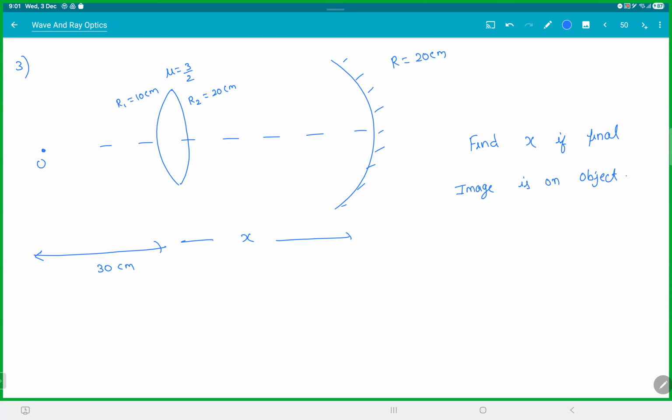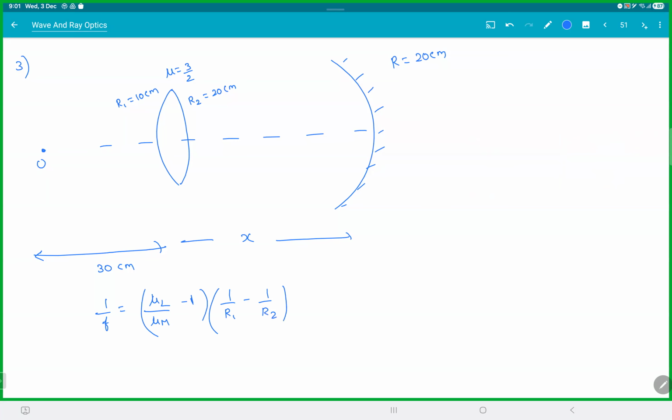Let's see. So first find the focal length of a lens. Hope you remember the focal length of a lens formula. I didn't give you anything, so take the vacuum outside. So 1 by f will be mu lens by mu medium minus 1 into 1 by R1 minus 1 by R2. Hope everyone remembers the sign convention. We follow the sign convention where the direction of the light rays is positive. So here we'll get 1 by focal length, mu lens is 3 by 2, minus 1, that is 1 by 2, into 1 by 20 and 1 by 10. The R1 will be 1 by 10 minus of minus 20. That's 3 by 20. So focal length will be 40 by 3.